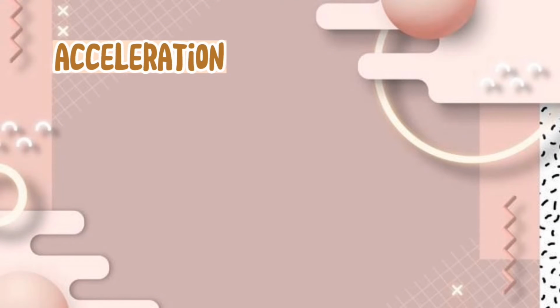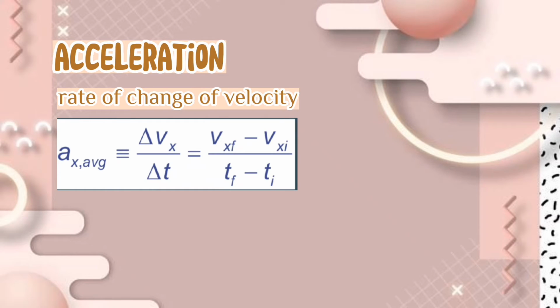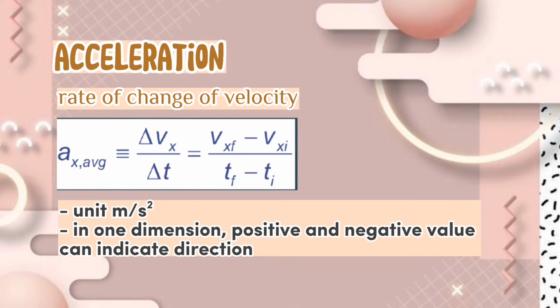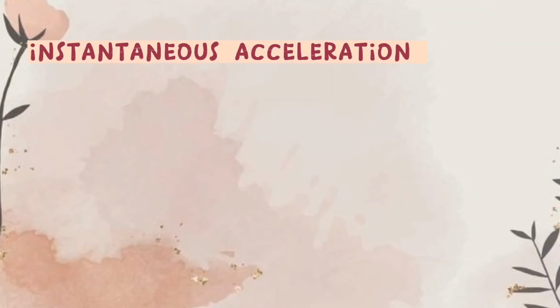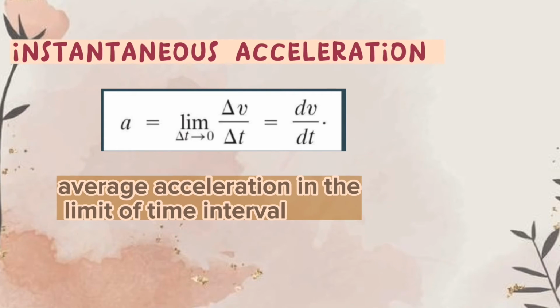Next is acceleration. Acceleration is the rate of change of velocity. We can find the acceleration or average acceleration by finding the difference of velocity and dividing it by t2 minus t1, that is the difference of time taken. The unit of acceleration is meter second negative 2. In one dimension, the positive and negative value of acceleration can indicate the direction. Instantaneous acceleration is the average acceleration in the limit of the time interval. To find instantaneous acceleration, we need to differentiate the velocity equation.